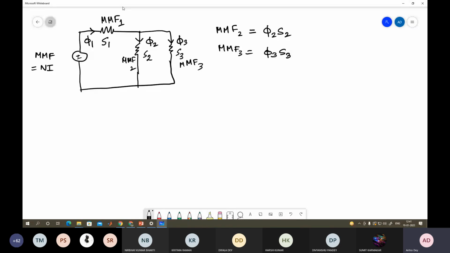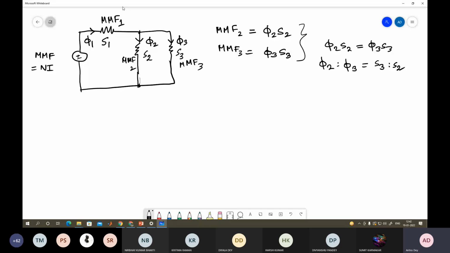So what we can write from here is that these two MMFs are the same, because effectively they are in the same path, from one point to another point. If we take a unit north pole, then the work done will be the same for this path as well as this path, because the phi's are different. So you can equate these two: phi 2 S2 equal to phi 3 S3. So phi 2 is to phi 3 equal to S3 is to S2, that we can write.